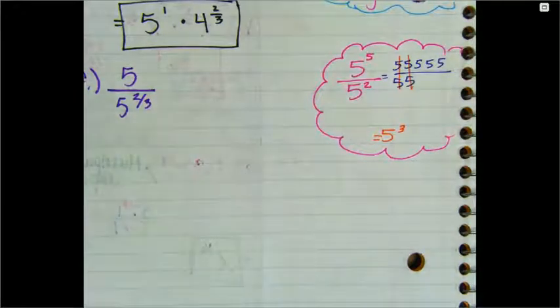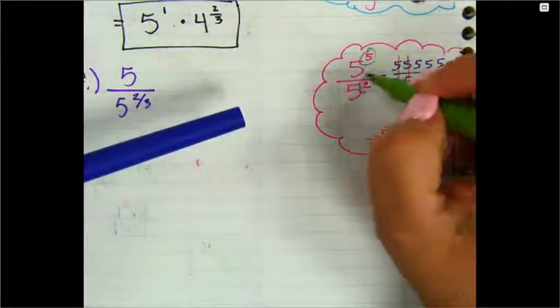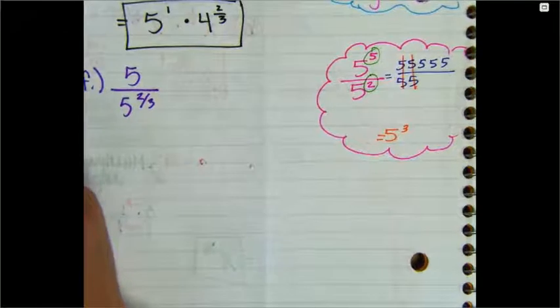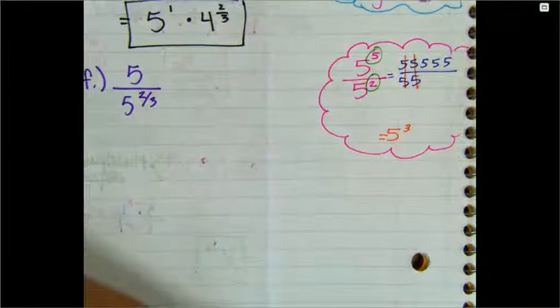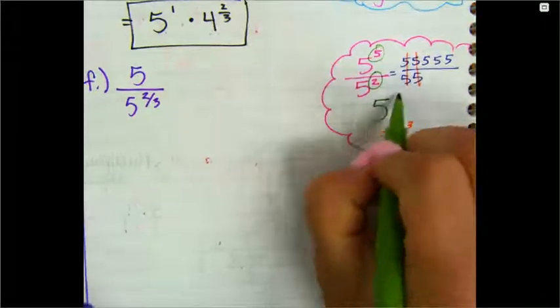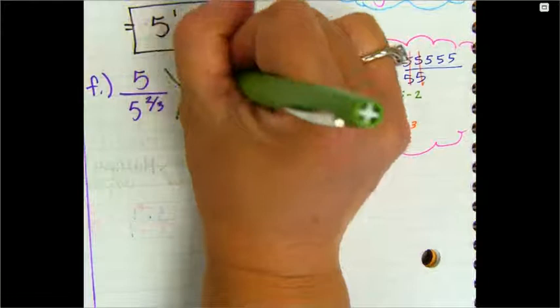So my question to you is this. What's the rule between the exponents? It's not division. You can't divide 5 and 2 and get 3. Subtraction. So the rule is you're subtracting the exponents, yes? So what do you think the rule is over here? Subtraction. Subtract the exponents.